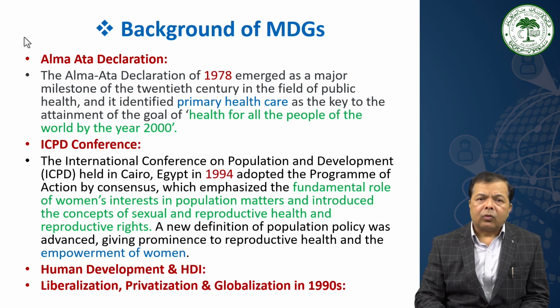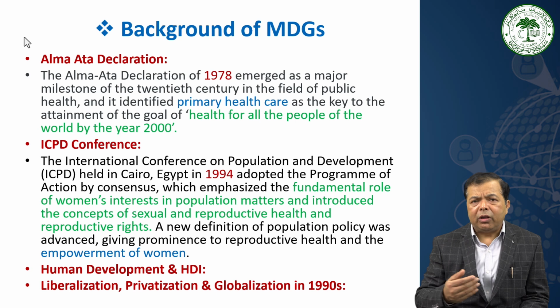And then a very important development took place after that in the form of the ICPD conference, that is the International Conference on Population and Development, that was held in Cairo in 1994.